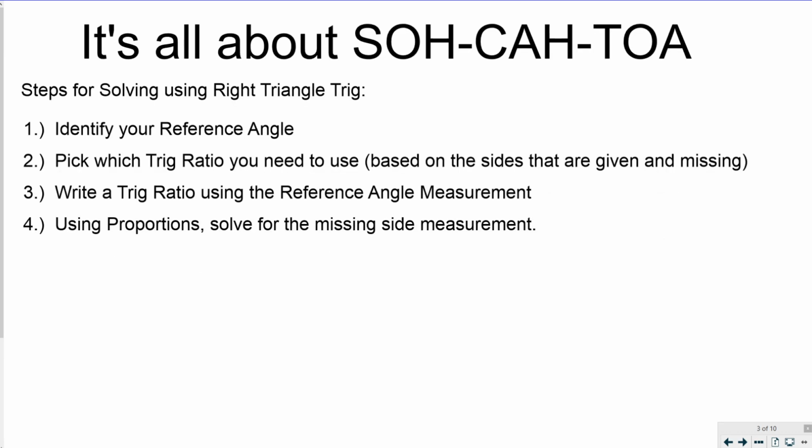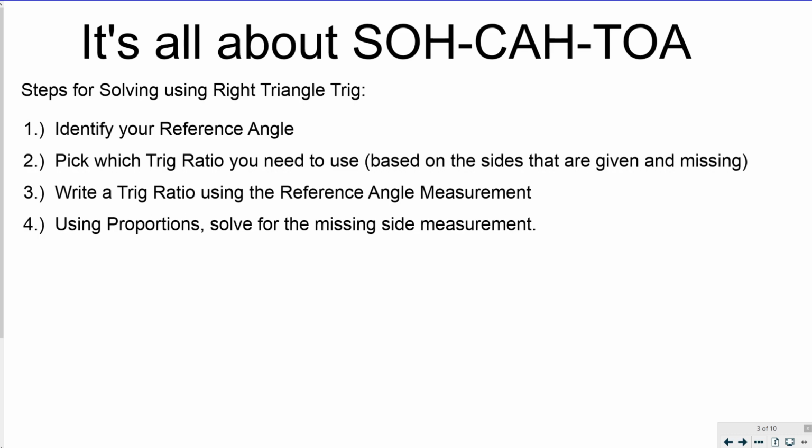Alright, so it's all about SOHCAHTOA. The SOHCAHTOA shortcut that I gave you in class is going to be the most important thing here. You're going to identify your reference angle. You're going to pick which trig ratio you need to use based on the sides that you are given and the one that is missing. And this is where SOHCAHTOA comes into play.